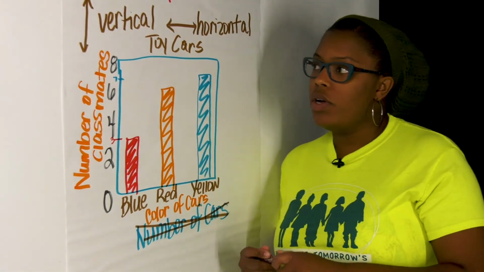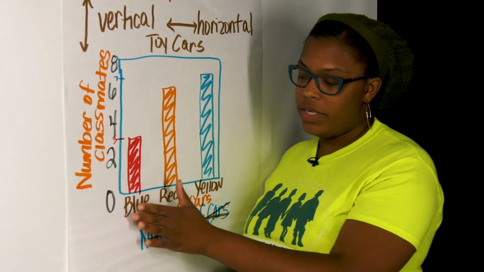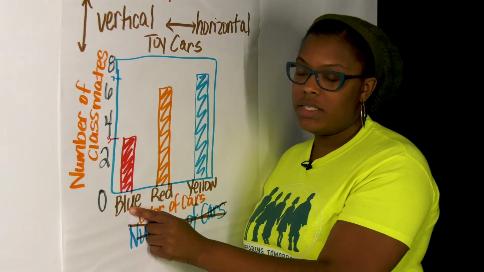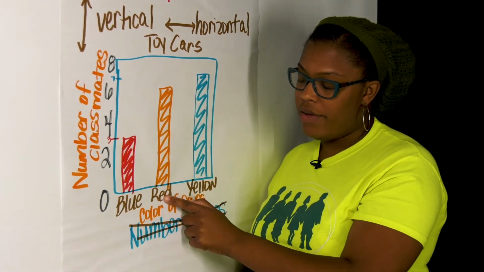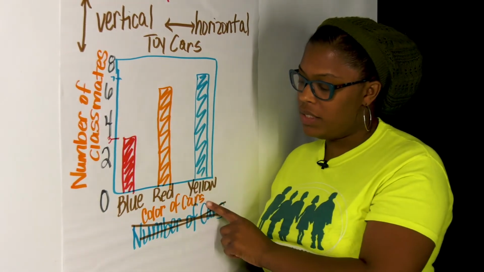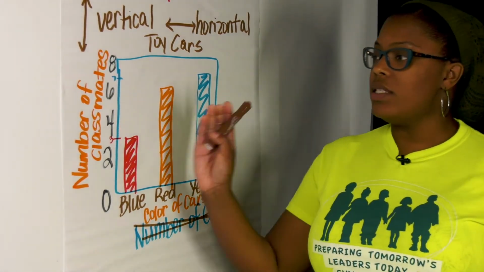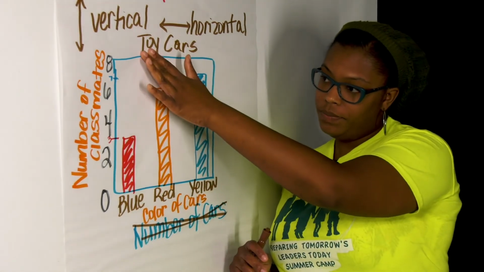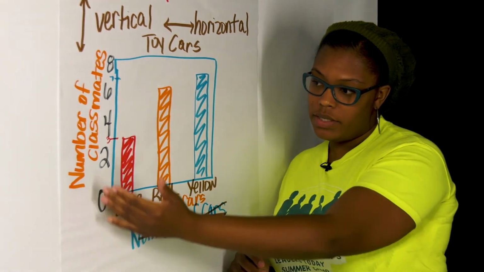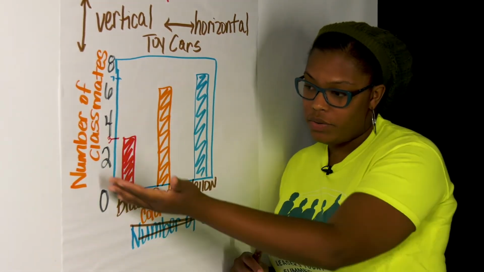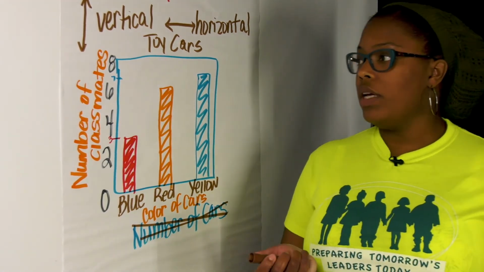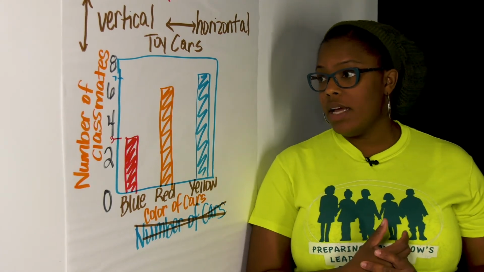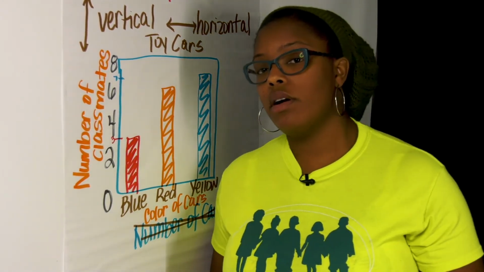Okay, and then what do we compare? We're comparing the number of classmates and the color of the cars. So 3 classmates have blue cars, 6 classmates have red cars, and 7 classmates have yellow toy cars. So this is called a bar graph, and a bar graph includes a title, an interval of numbers, and each side has a title label, okay? So hopefully you all recalled what bar graphs look like, and you're able to read them on your own if given one.